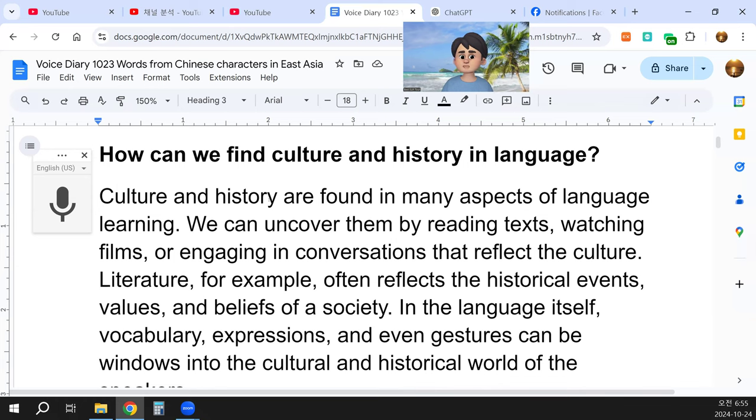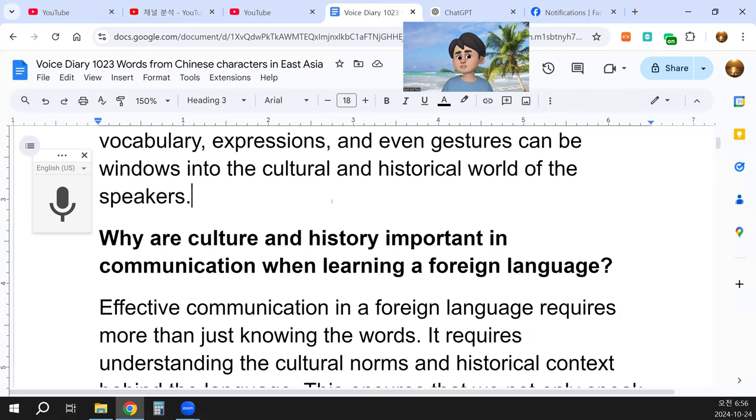Often reflects the historical events, values, and beliefs of a society in the language itself. The vocabulary, expression, and even gesture can be windows into the cultural and the historical world of the speakers. Why are culture and history important in communication when learning a foreign language?